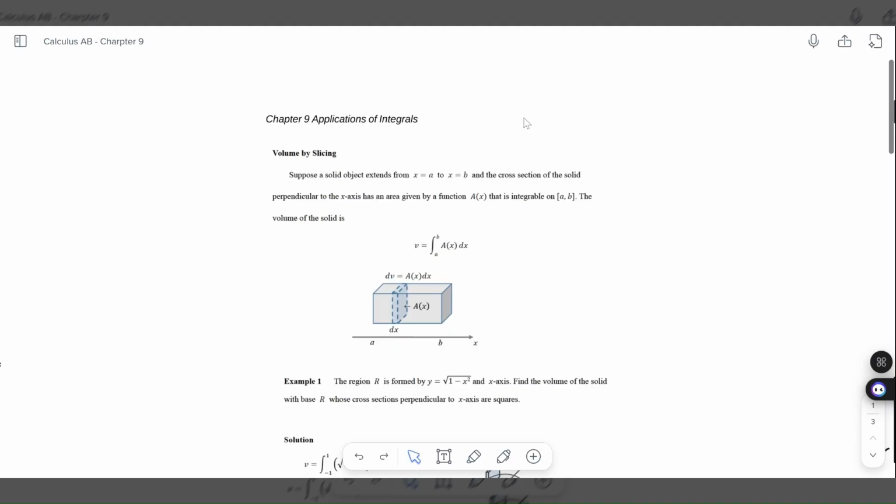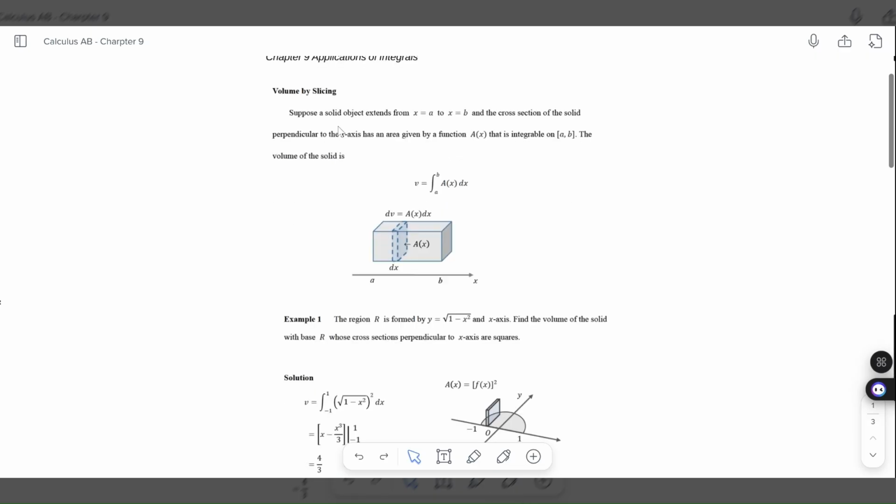And today we'll be going over Chapter 9 Applications of Integral. So, the first thing is volume by slicing, which is: suppose a solid object extends from x equals a to x equals b, and the cross section of the solid perpendicular to the x axis has an area given by the function A of x that is integrable on a to b. The volume of the solid is V equals integral of a to b A of x dx. So what this means is that the volume is the integral of the area.